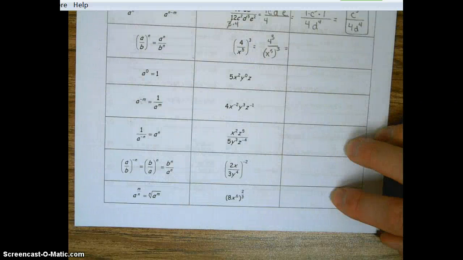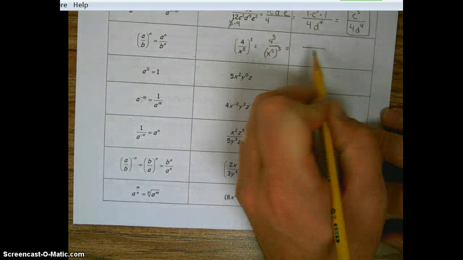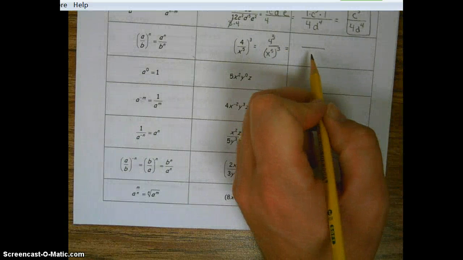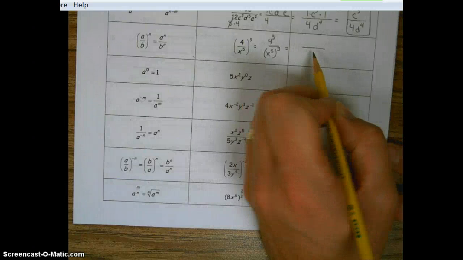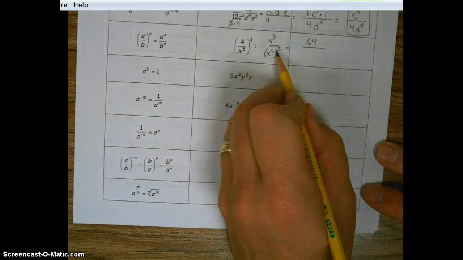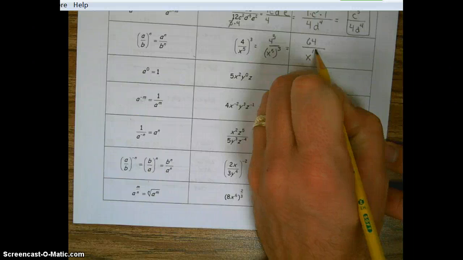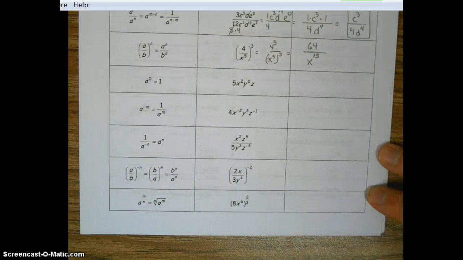Okay, and now we have to simplify 4 to the 3rd power. We're going to get 4 times 4 times 4, which is 64. And then applying the previous rule that we just learned, a power to a power is multiply. And there's your answer.